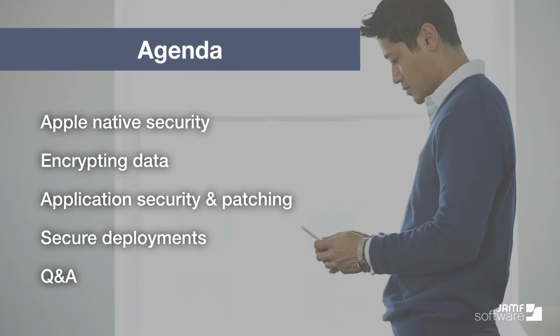So the agenda today, we're going to talk about some of the benefits of native security. So contrasting what is built into the operating system that Apple provides versus implementing security using exclusively third-party tools. We'll dive into a little bit more detail on encrypting data, both data at rest and data in transit. We'll talk about application security and how that application layer fits into our security model. And then we'll talk about secure deployments and how you can ensure that your security objectives are met from the first moment that you issue a new device to your users or employees.